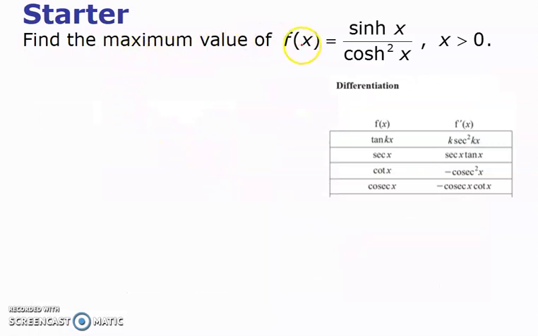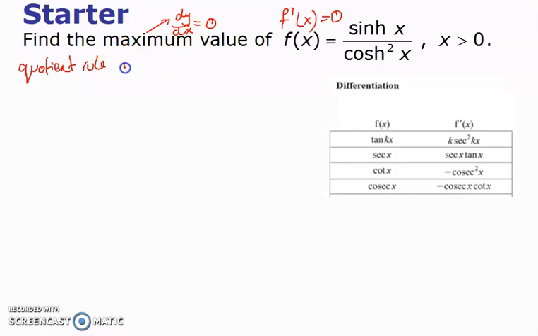Find the maximum value of f of x equals sinh over cosh squared. On the face of it, the fact that it says maximum value makes me think I need to do dy by dx. I need to set it equal to 0. Or in this case, I suppose f dash x is 0. And the fact that it says sinh over cosh sounds to me like the quotient rule.